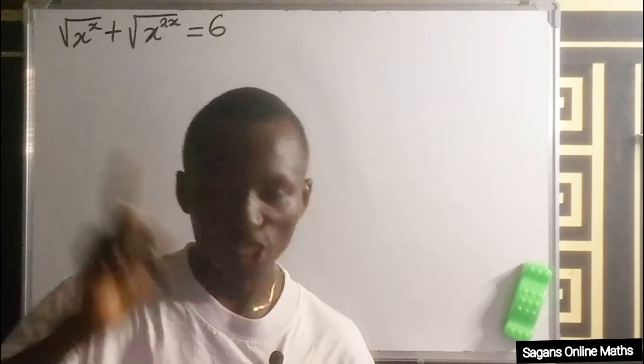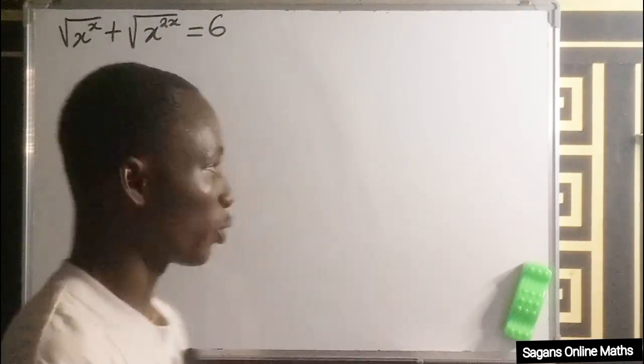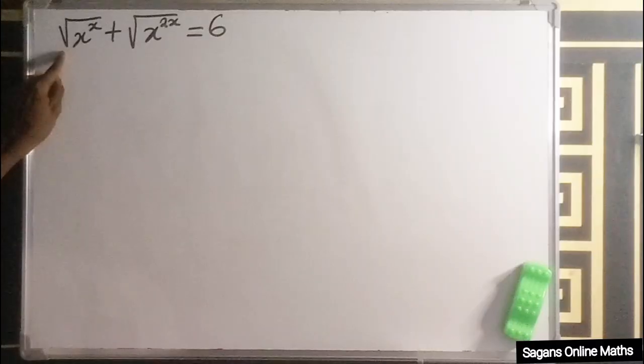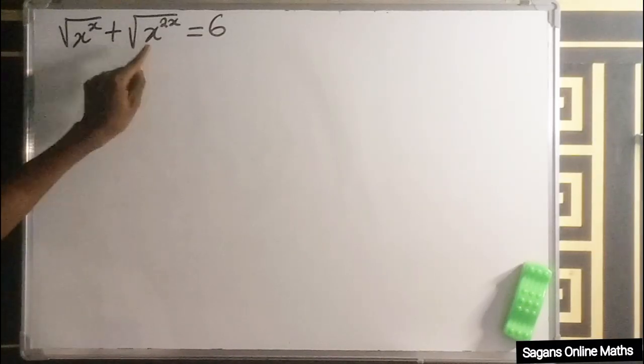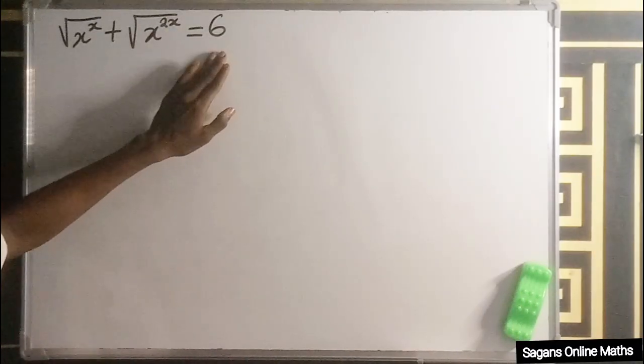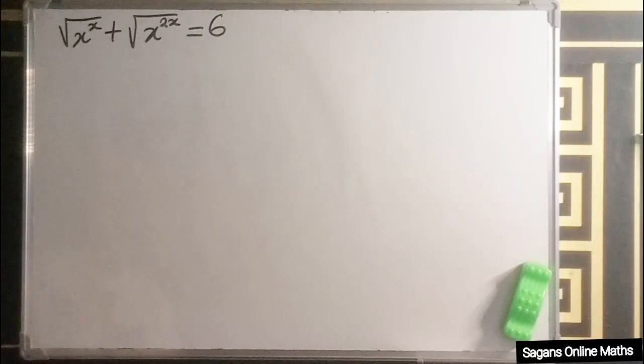Only 1% got this correctly. Let's see this question. Now look at what you are given. We have root x to the power of x, plus root x to the power of 2x, equals 6. And we are expected to find the value of x.